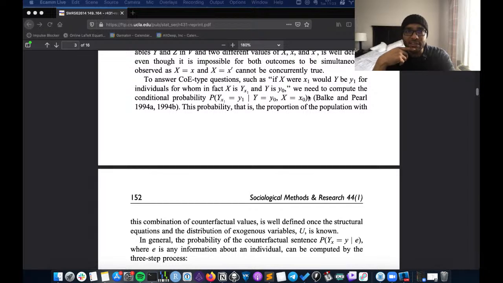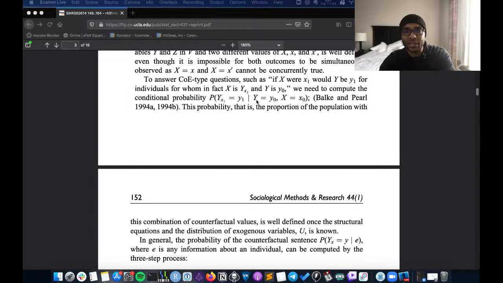So to answer these causes-of-effect type questions, such as if X were x1, would Y be y1 for individuals for whom in fact X is... what is that? So this is probably a typo. This has to be x1 for individuals for whom in fact X is x0 and Y is y0, right? So here it was: if X were x1, would Y be y1, when in fact, right, that's what is happening here.